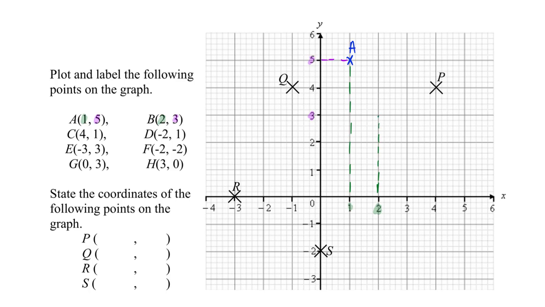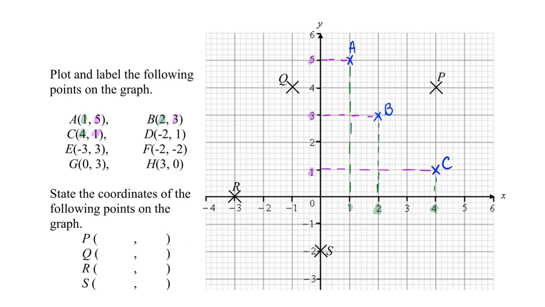hit this point. Why? Because this point is where y is equal to 3. So I continue. For the rest of the points, I would then have my 4, 1 for my point C. So I will stop here because that is where my 1 is. So this point here marked with a cross, label C.